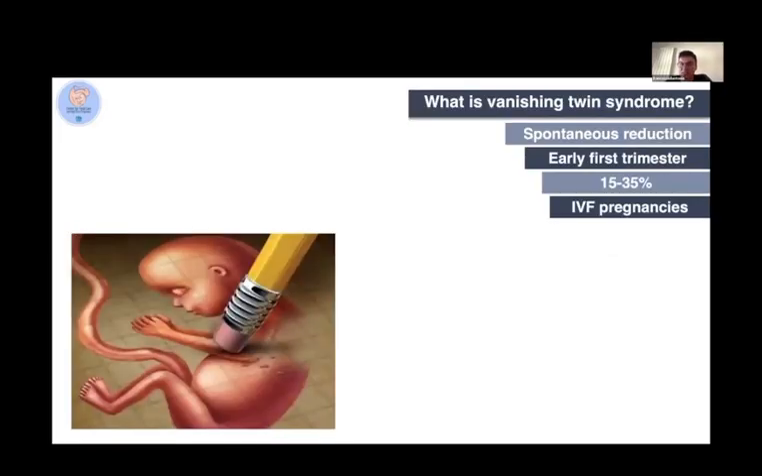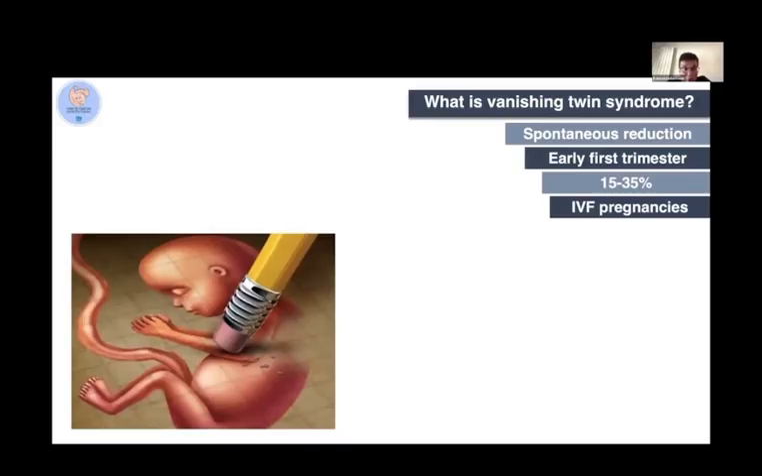So let's start with the definition. What is a vanishing twin? Clinically speaking, it is a spontaneous reduction from a twin to a singleton pregnancy, which usually occurs in the early first trimester of pregnancy. The prevalence of this phenomenon is higher than what we think, about 15 to 35%.